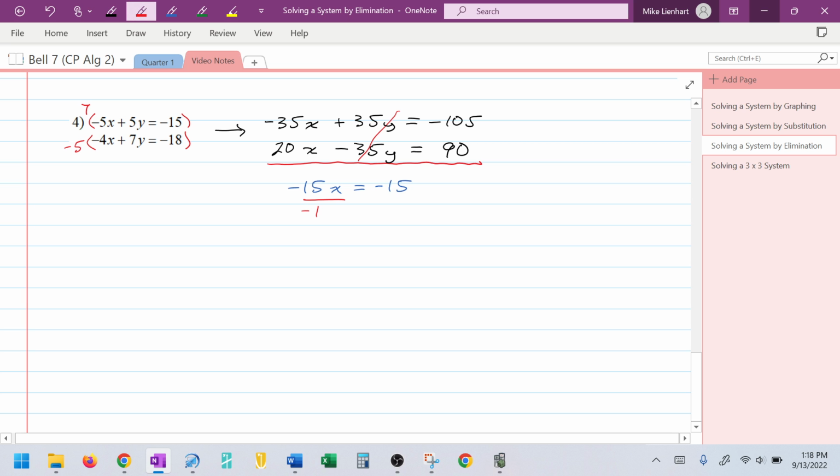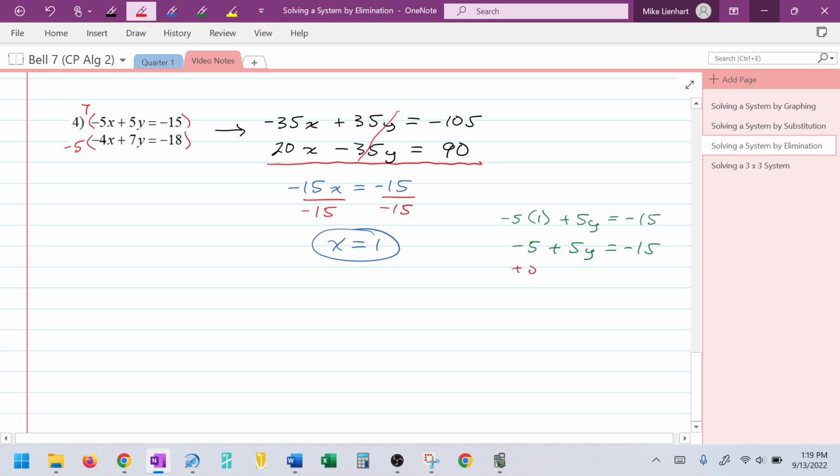Divide to solve, and I get x is equal to 1. Substitute back in. Let's substitute into the top equation. No reason, I just chose that. So I've got negative 5 times 1 plus 5y equals negative 15. Or negative 5 plus 5y equals negative 15.